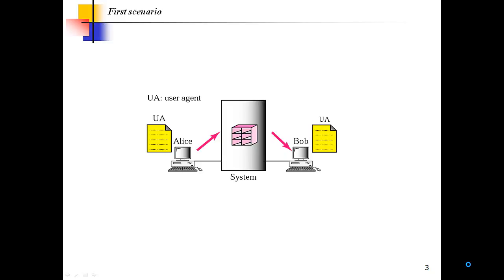And then Bob is a recipient. He's also acting as a user agent too. His system is receiving an email. So essentially, this is the simplest diagram we could possibly come up with. Alice sends an email, it goes through the system, and Bob receives an email.